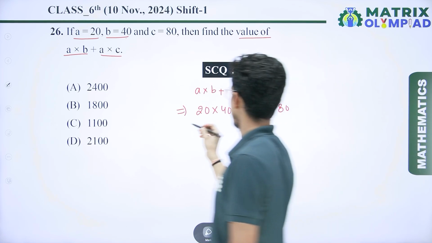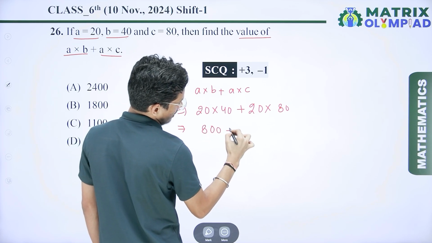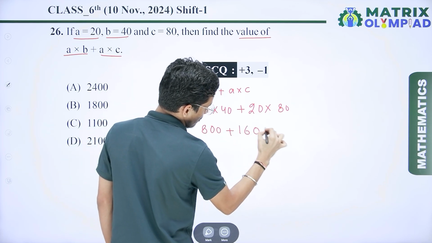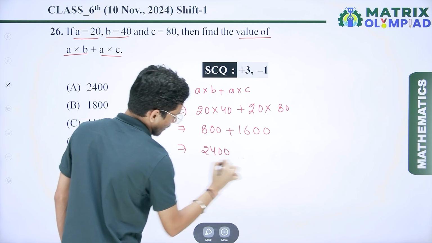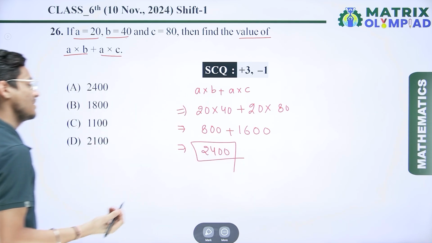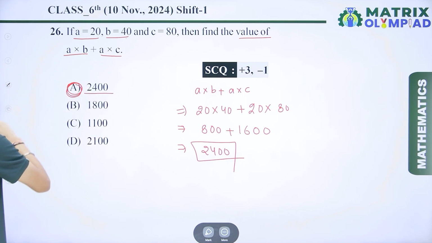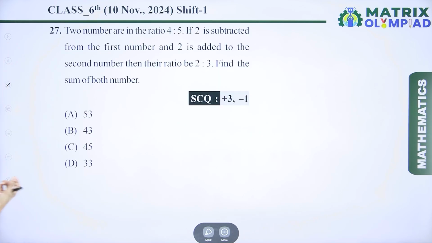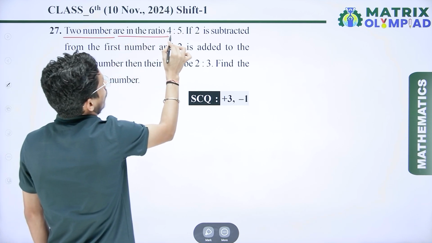So simply if I multiply here, I get 4 2 ja 8 and 0 0, plus 8 2 ja 16 and 0 0. If I add here, I get the answer, that is 2400. So check which option is correct. So 2400, here option number A is the correct answer. So now if I talk about the next question, that is the two numbers are in the ratio 4:5.